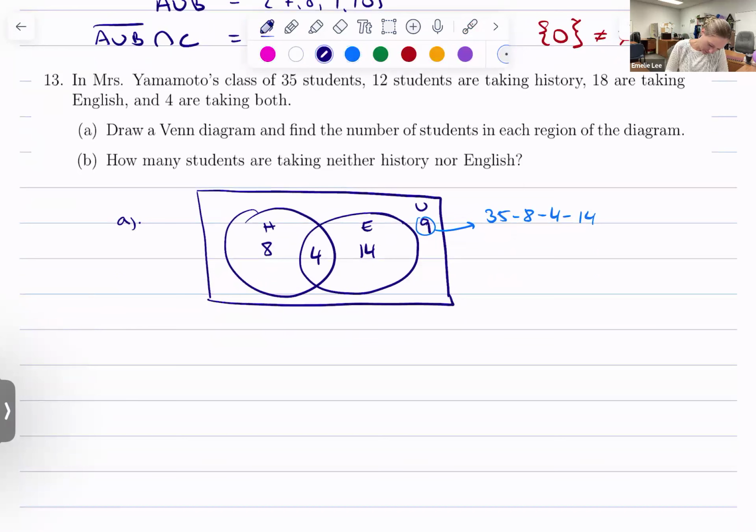How about B? How many students are taking neither history nor English? So they're not in the H circle and they're not in the E circle, which means they're out here. And since you've shown your work up above, then you can just say 9.